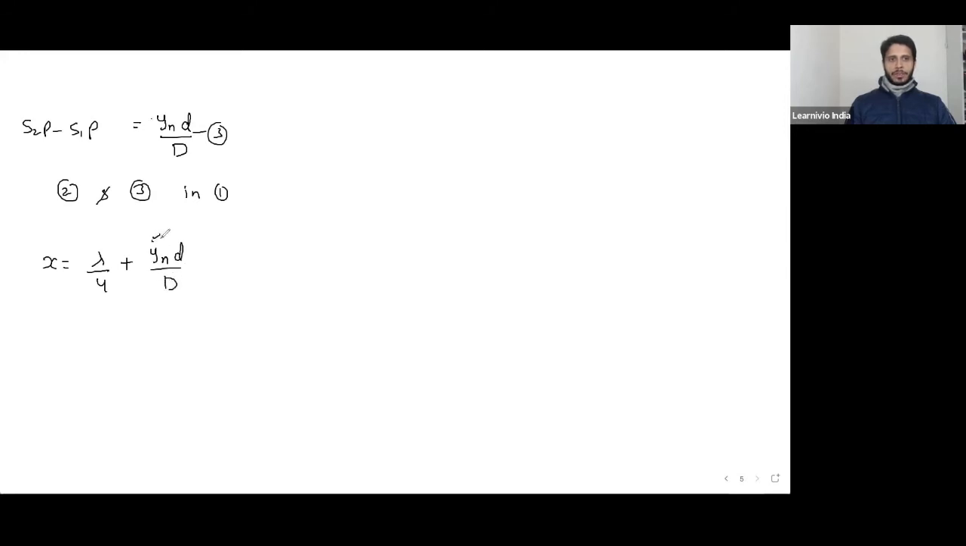We can calculate this yn from here. Let's take this to the left hand side. This is x minus lambda by 4 is equal to yn small d by capital D. So you can say that your yn is capital D by small d multiplied by x minus lambda by 4. This is y.